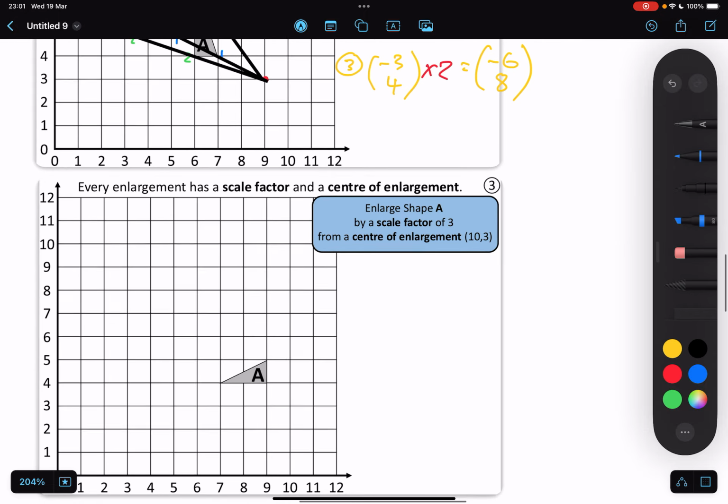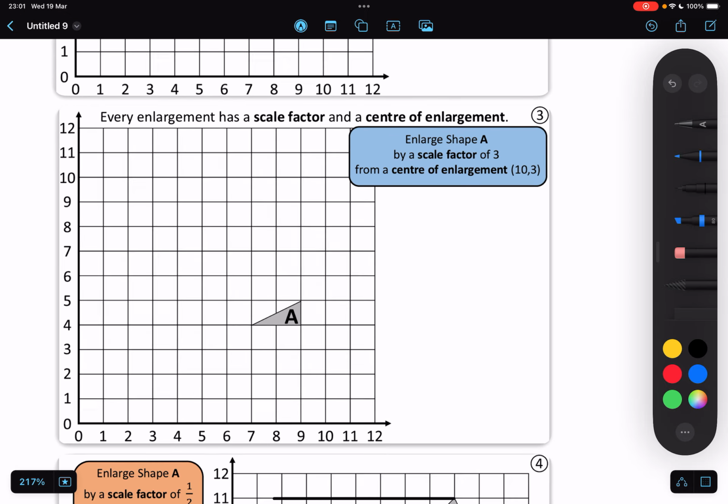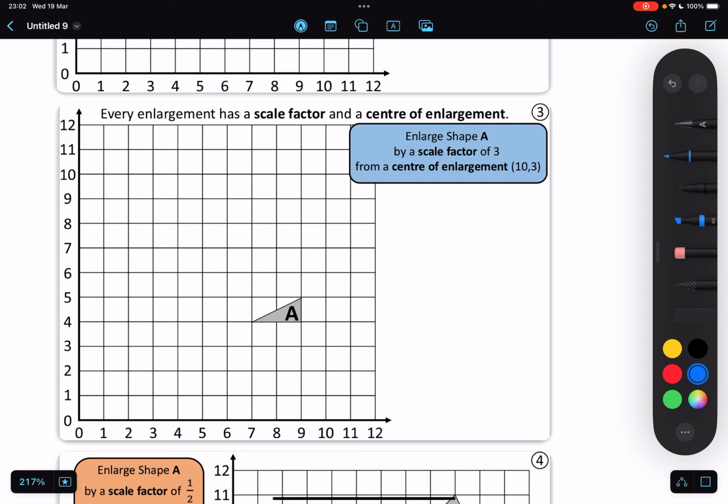Okay, so let's now move on to number 3 and then number 4 so that you are super clear on what to do. So what we've got is it says enlarge shape A by scale factor of 3. So enlarge, we're going to make it bigger or smaller by scale factor of 3. Okay, that means we're going to make it 3 times bigger. And we've been given the center of enlargement, which is 10, 3. So first let's work out, or should I say, let's mark our center of enlargement. So we're going to go across 10, up 3. So coordinate 10, 3 is there.